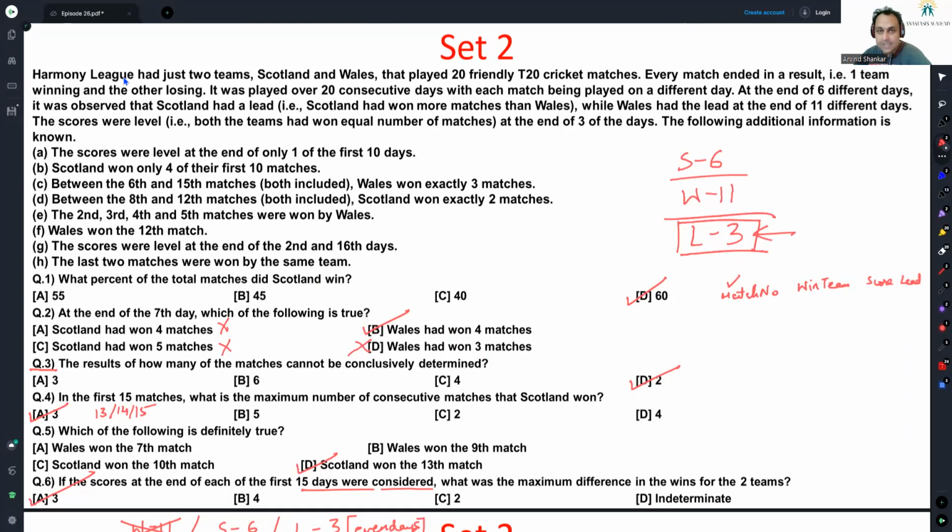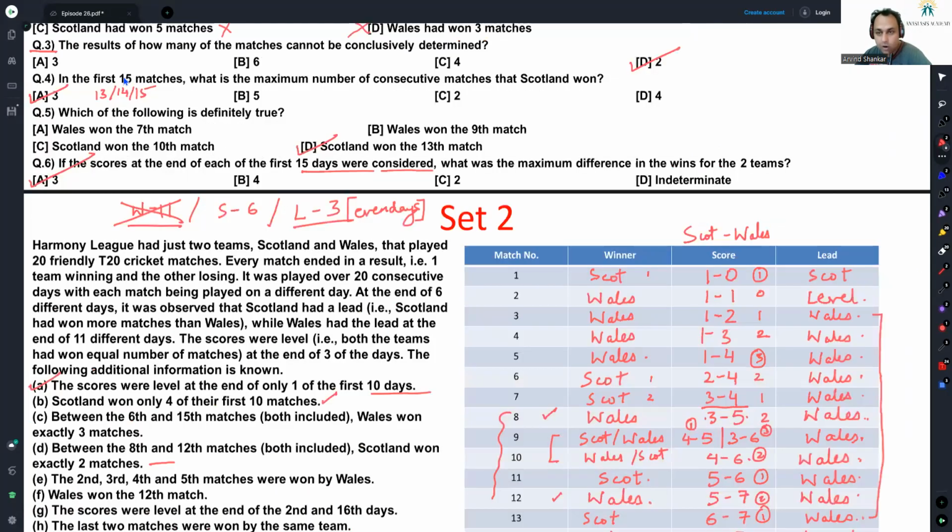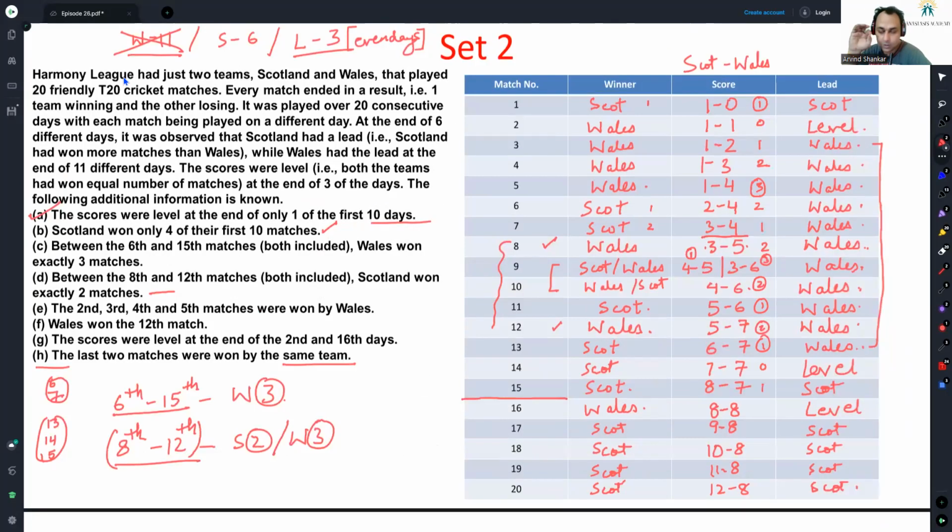This is also a fun set. It requires you to record information very appropriately and slowly go through it. The bigger challenge here would be people are unwilling to make a 20 match outcome table. Once you make that, everything else will flow smoothly. You will get to the answer here.